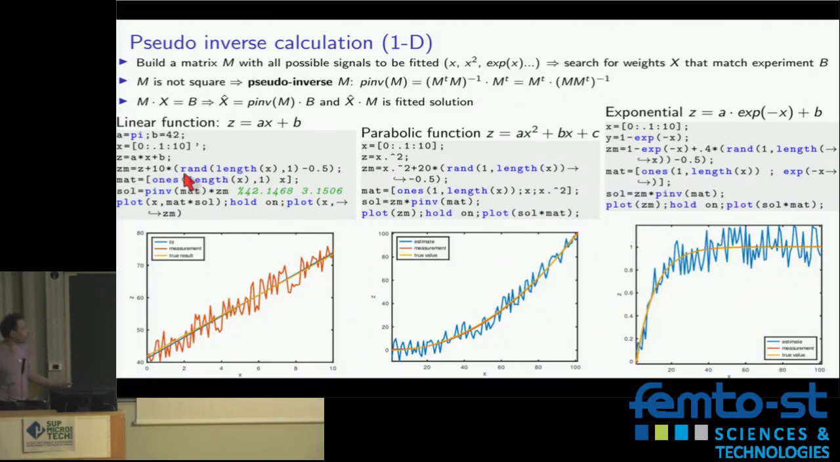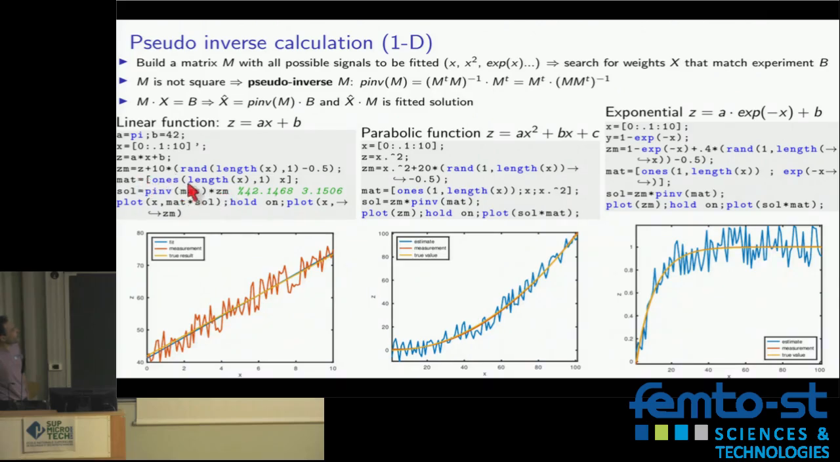And so, exactly like we just said, either you write it by yourself, M transpose M to the minus 1 times M transpose, or under Octave and MATLAB, you've got pinv, and if you look at the source code, pinv is just what we just said here. And so it's the pseudo-inverse of your matrix times the measurements, where Zm is the noisy measurement.